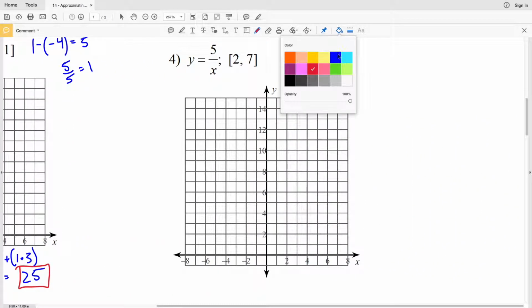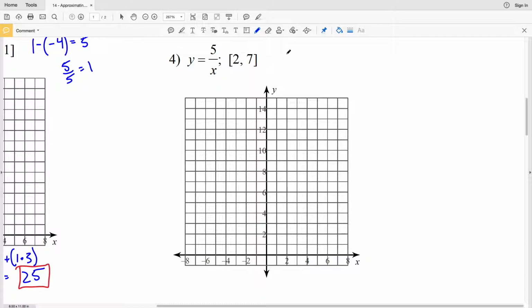And then number 4, looking at my interval again, I have a change in x of 5. So 5 divided by 5, since I need 5 rectangles, is equal to 1. So each rectangle is going to have a width of 1, starting at that left endpoint where x equals 2.